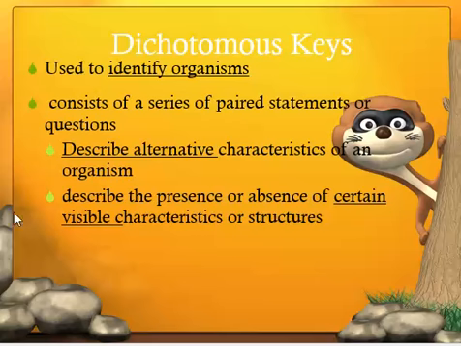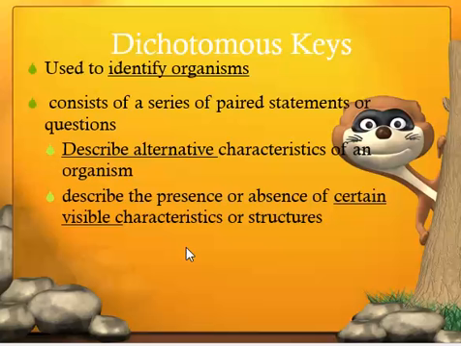A dichotomous key is used to identify organisms, and the way you use it is you use paired statements to describe the characteristics of an organism. For example, the presence or absence of certain visible characteristics or structures, right? So for example, I might say it's over 5 feet tall, under 5 feet tall. I might say something is blue or not blue.